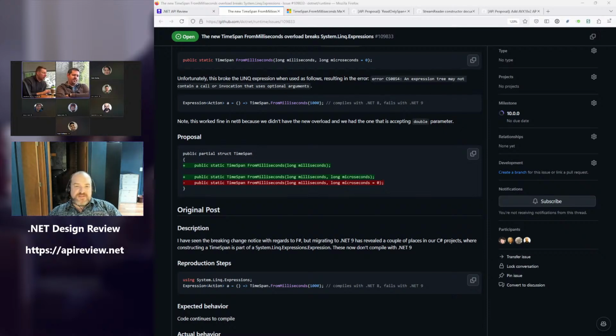Or heaven forbid you write a cast. F would probably also work, because I think float goes to double. Yeah, because float can't go to long without a cast. So there are lots of fixes you can take.